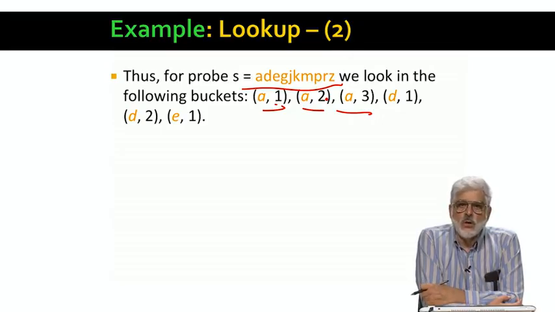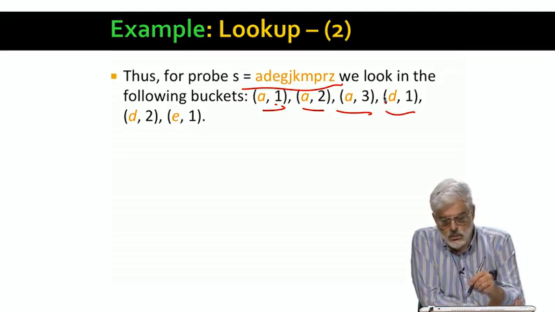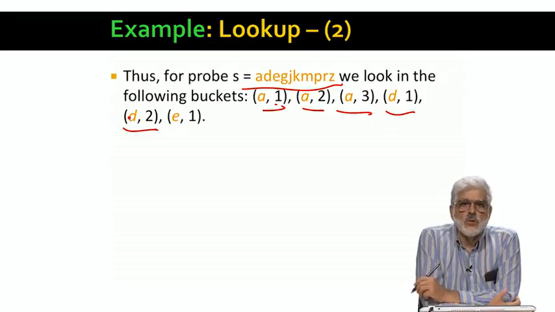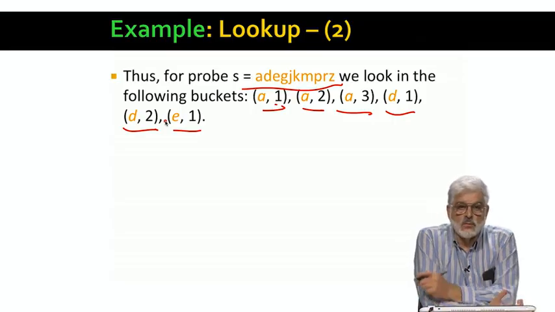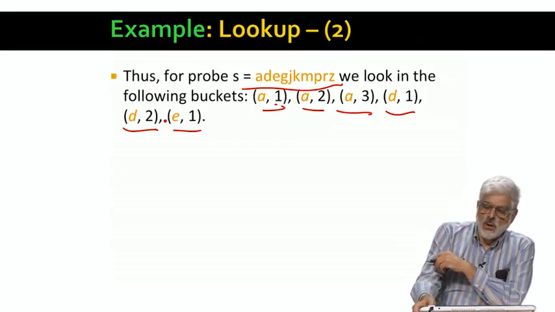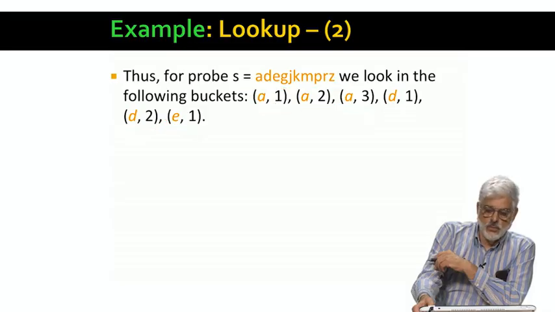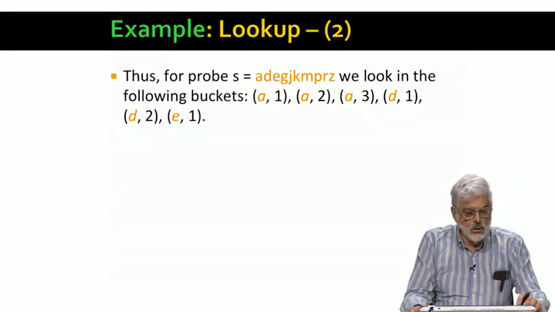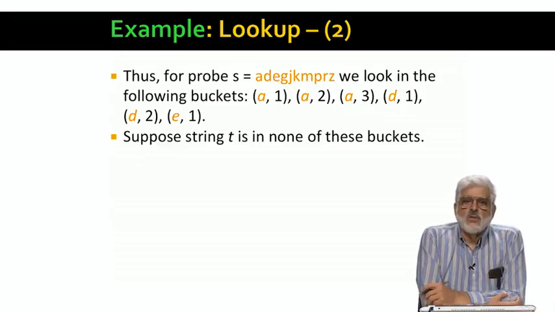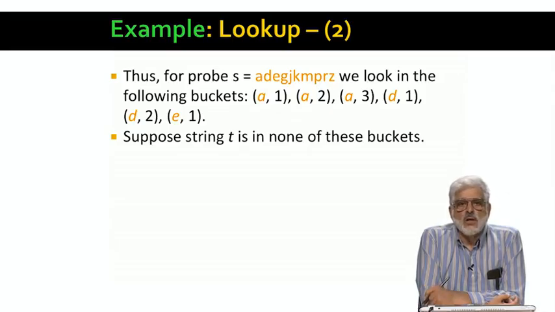For I equals 2, the upper limit on J is 2, so we look at these 2 buckets. And finally, for I equals 3, we look in the bucket E1, because E is the third symbol of S, and for I equals 3, the upper limit on J is 1. No other buckets have to be searched. We want to convince ourselves that when T is in none of these 6 buckets, then it can't be at distance 0.2 or less from string S.